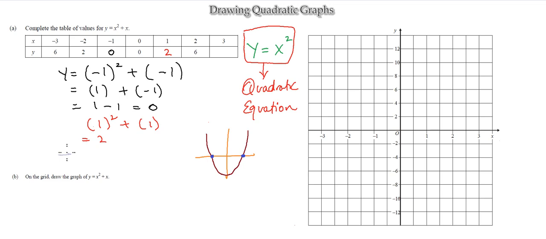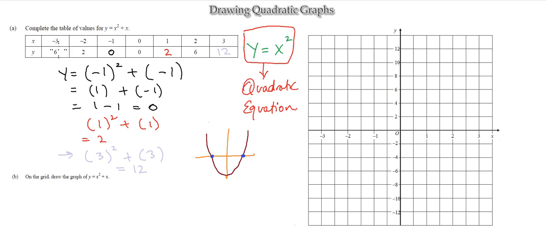So when x is 3, that will be 3 squared, because x squared, plus 3. And that gives us 3 squared, 9, plus 3, 12. So when x is 3, y is 12. So here we got all the values, and now it's just time to plot them. So that's the x-axis, and then we have our y-axis.